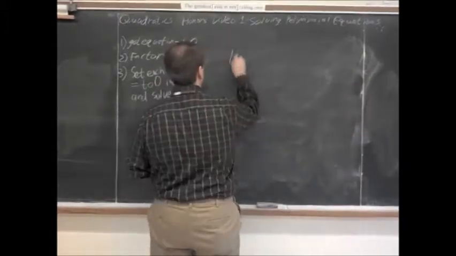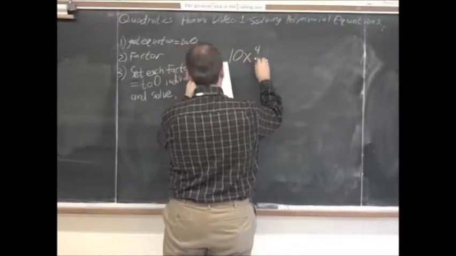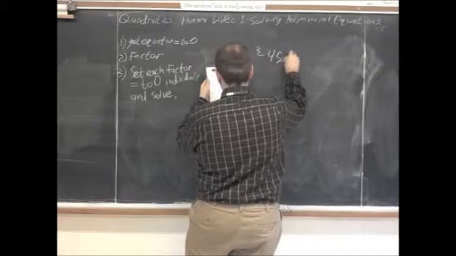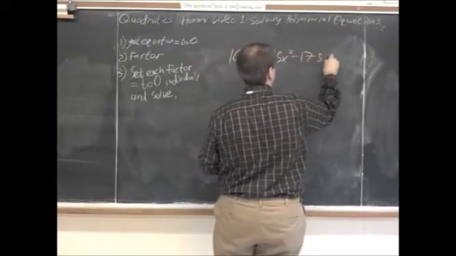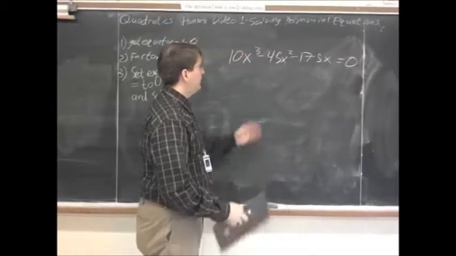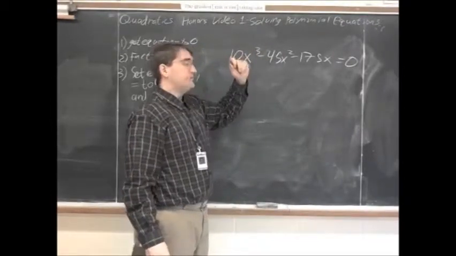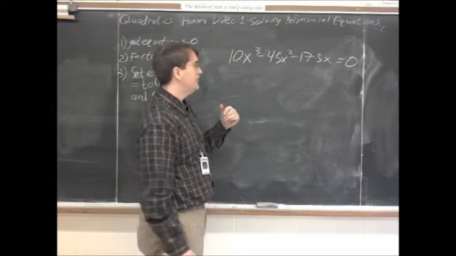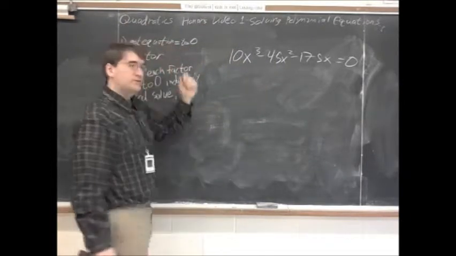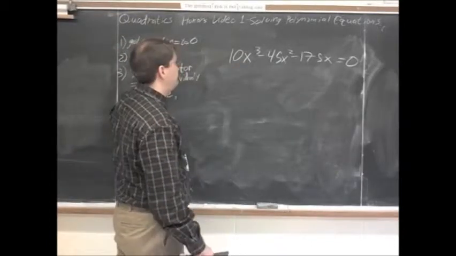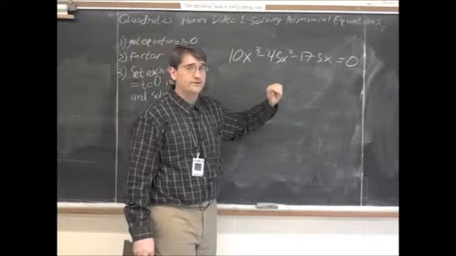So as another example, 10x to the 3 minus 45x squared minus 175x equals 0. Because the degree of this is 3, we should be looking for as many as 3 solutions. It's already equal to 0, so we have that. Now we factor. And remember this, pay attention to this fact.